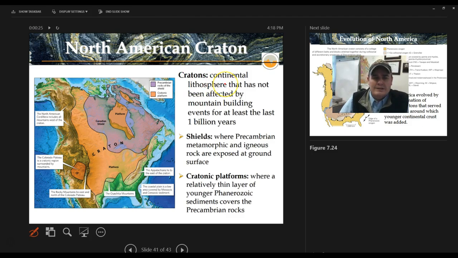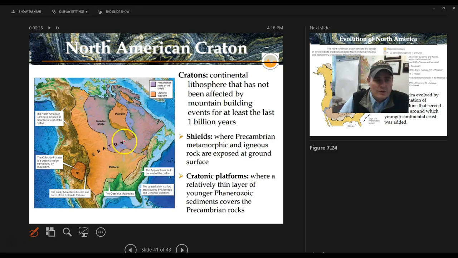It's the continental lithosphere that has not been affected by mountain building for a long time. It was billions of years ago, but now it's not actually active anymore. This is why it's all flat in a lot of areas. It's been slowly eroded away, and all you have left is this big, what we call Canadian shield.